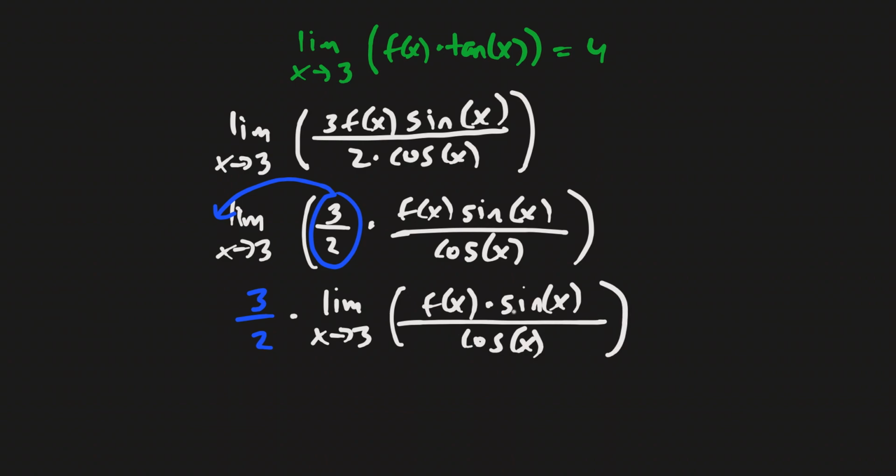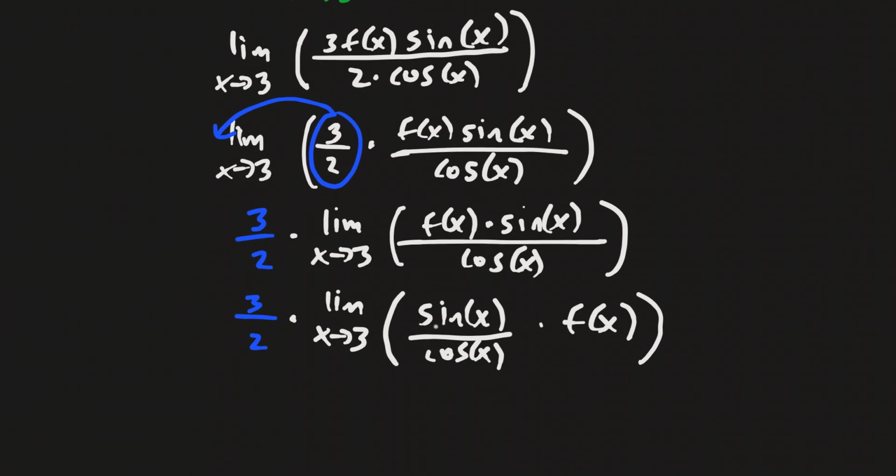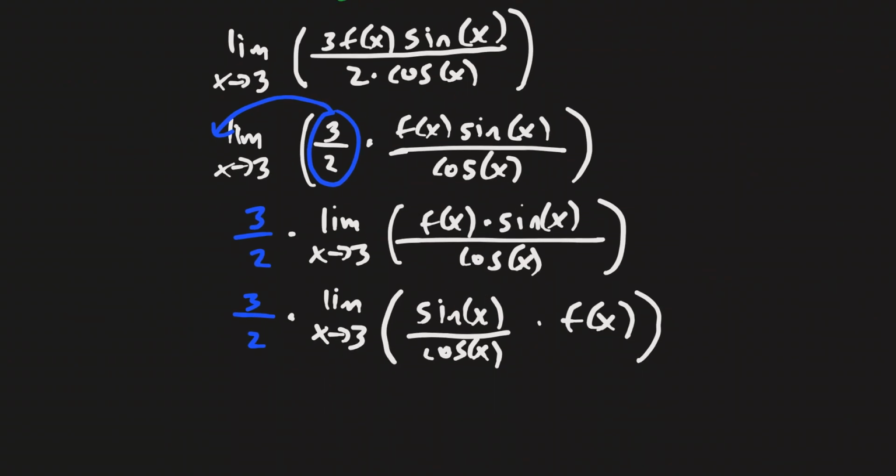Okay, so now that I have this, I could do one more clever rewrite. So I'm going to rewrite it like this. This is still 3 over 2, so 3 over 2 times the limit as x approaches 3. So I'm going to write this sine x over cosine x first, and all of this times f of x. So this is what I want to do, and you'll see why I'm doing this in a second. I'm going to scroll slightly down so you won't see the problem anymore, but I do need it later on. Well, not the problem, the information given.